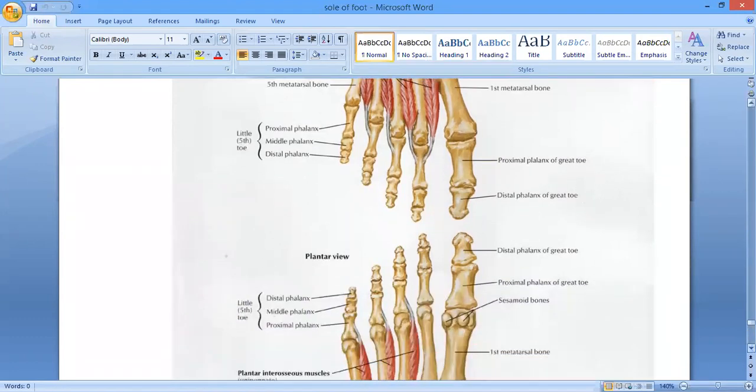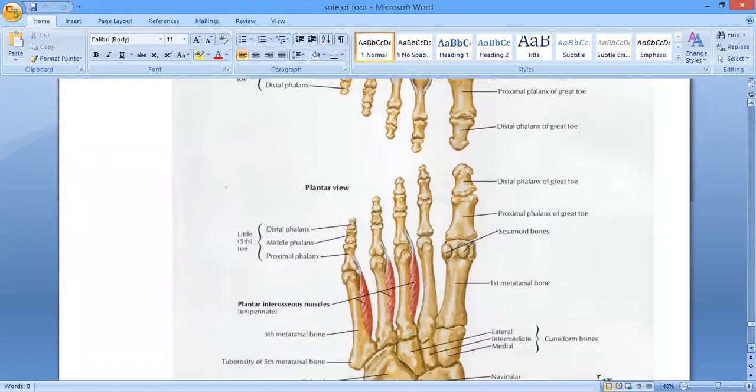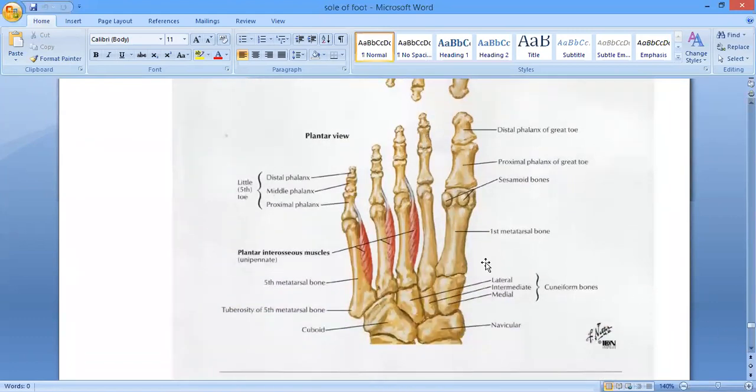Now, the plantar interossei. I told you the dorsal interossei are 4 in number, whereas the plantar interossei are 3 in number. So the dorsal interossei are bipennate muscles, and the plantar interossei are unipennate. You can see the fibers are converging from one side to the central tendon, right? And these muscles are related with the medial aspects of the third, fourth, and fifth metatarsals. They are getting origin from the bases and the medial aspects of the third, fourth, and fifth metatarsals respectively.